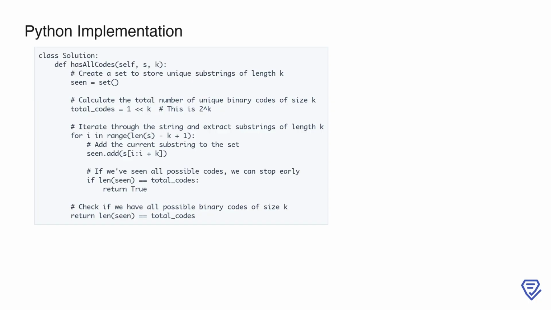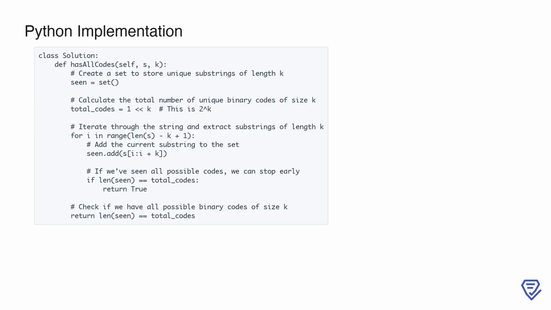This solution checks if a string contains all binary codes of size k using a sliding window technique and a set to track unique substrings. Here's the detailed explanation. 1. Initialization. A set called seen is created to store unique substrings of length k. The total number of possible unique binary codes of size k is calculated as 2^k, or 1 << k for efficiency.